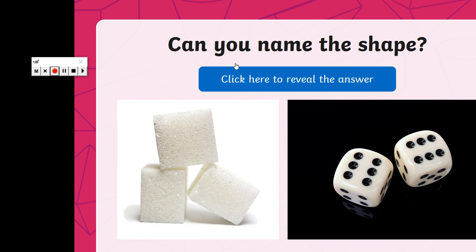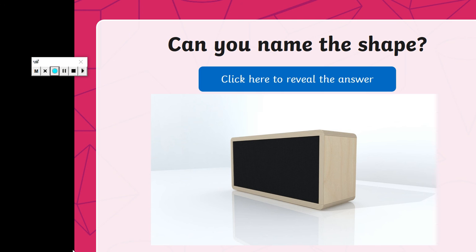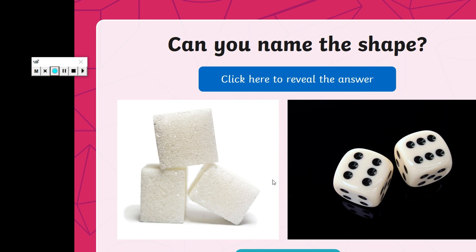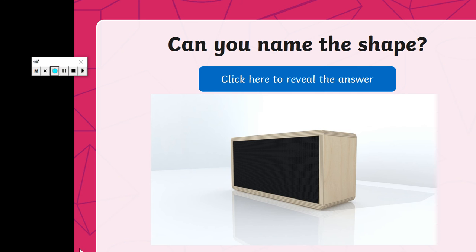If you said it was a cube, you are absolutely right. Well done. It is a cube. They are known as sugar cubes and these are known as dice, which are cubes. So let's have a look at this shape. It has got a square at the end of the shape, but it's got a rectangle in the middle.